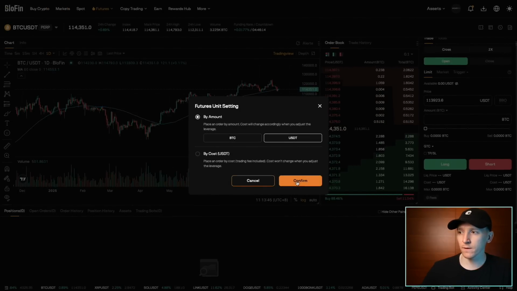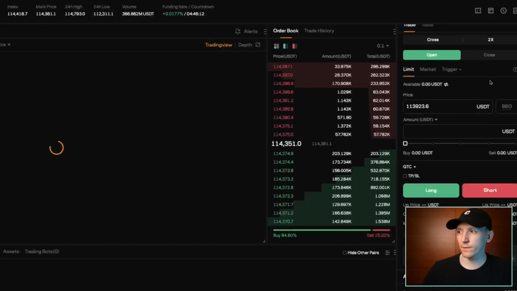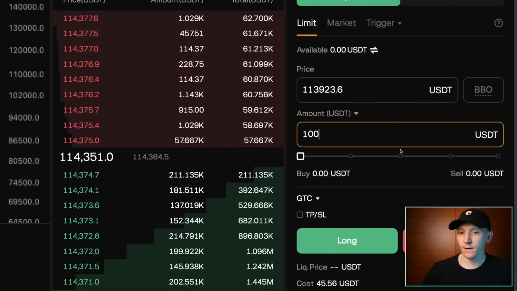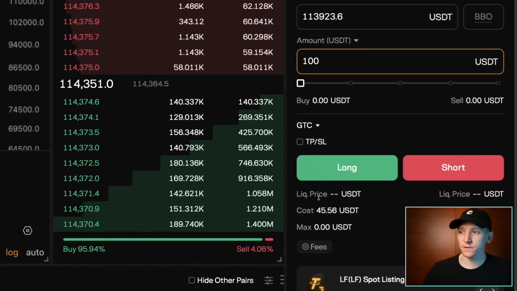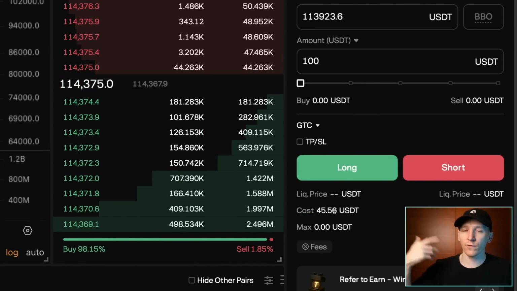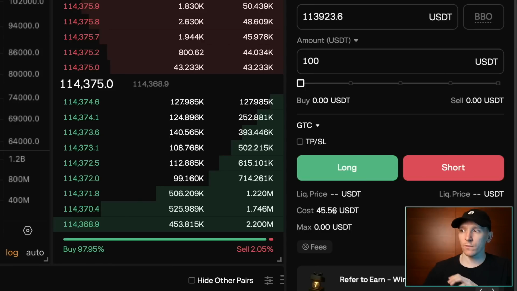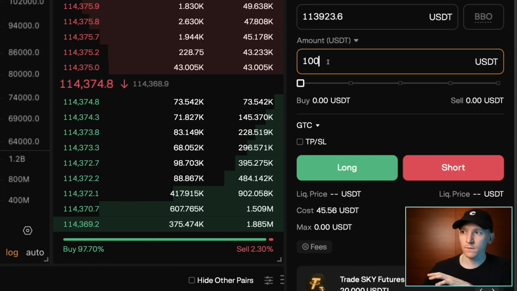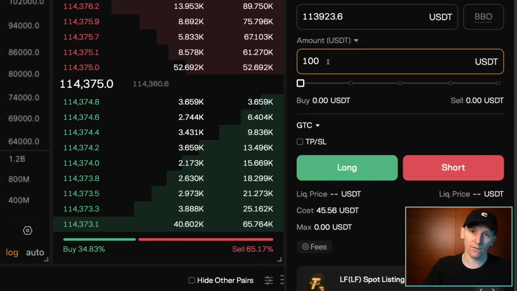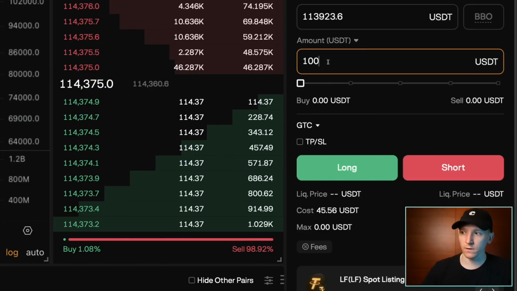That makes it easier, so we can confirm how many dollars that we actually want to trade. Let's do $100. Now down here, you can see that the cost is, let's say, $50. Why is that? I'm using 2x leverage. So $100 trade size is 2x leveraged on my cash. $50 I have to put down. 50 times 2 is 100.